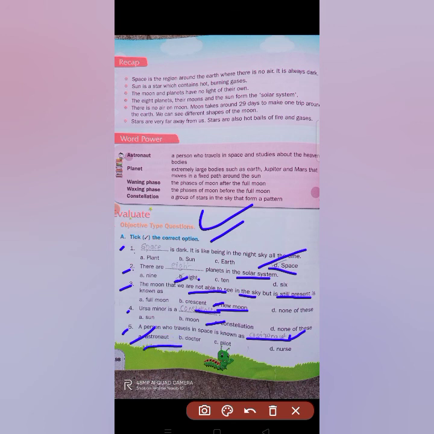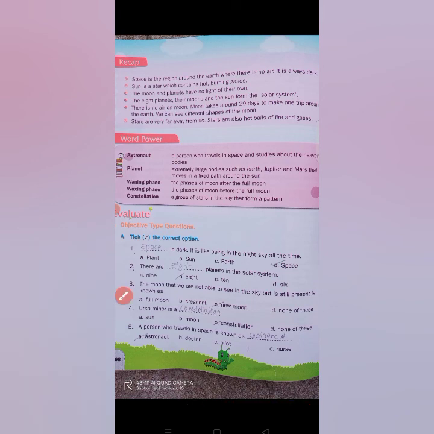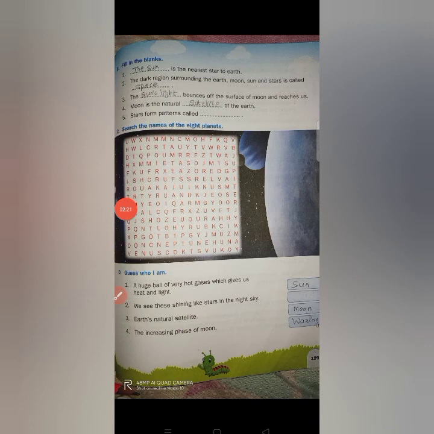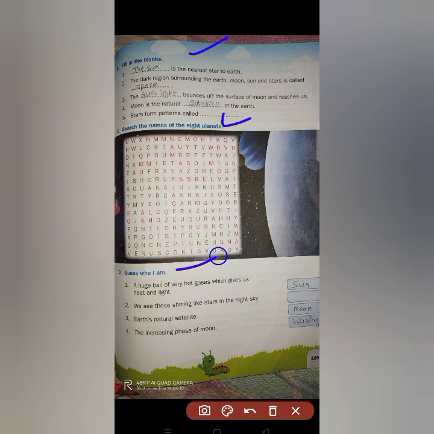Next, coming to the second main, the B main. Here we have fill in the blanks, searching the names of the planets and guessing the statements given here.